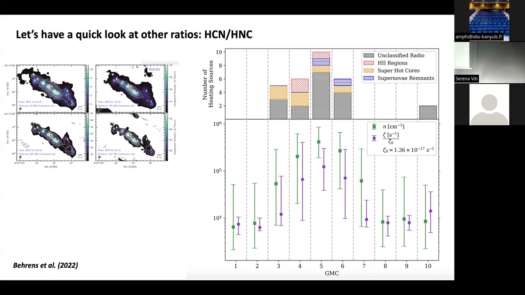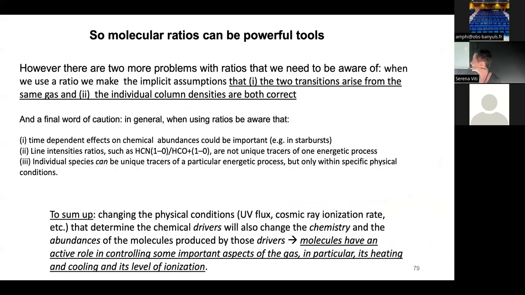Again, I cannot go into details of this, but this is done by coupling radiative transfer model, chemical model, and in this case, Bayesian inference as well, okay? So the interpretation of molecules is complex. So to sum up here, ratios are great, but you do need to be careful when you interpret them. Time-dependent effects can be important. Different transitions can trace different parts of the gas. So you need to have information about the chemistry behind the molecule, the radiative transfer behind the J transition you're looking at, and the time dependency of the chemistry, okay?